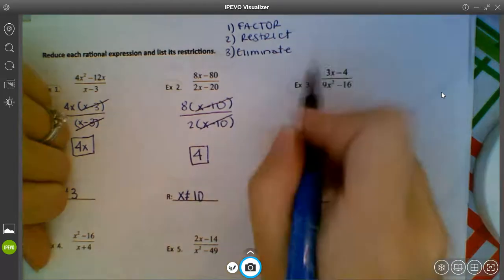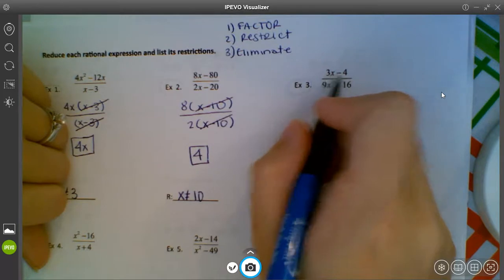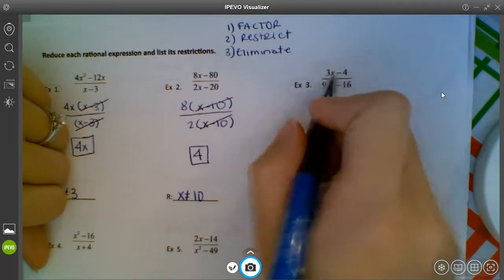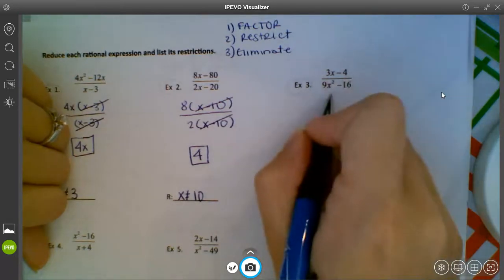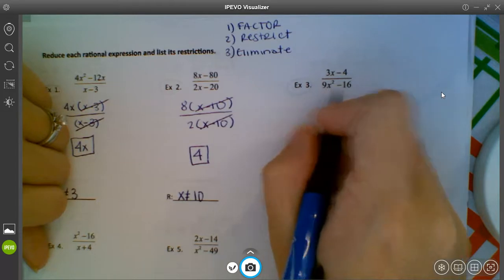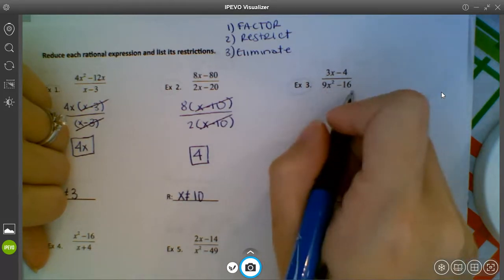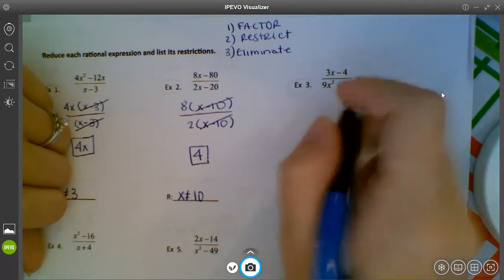Do it again. Factor. So I have 3x minus 4. Well, I can't do anything with 3x minus 4. There's no GCF. It's not a quadratic, so I'm not doing simple factoring, magic dot factoring, all of that. The bottom is 9x squared minus 16. So first I'm going to look for a GCF. Does 9 and 16 have any number that goes into both of them? No. But it should dawn on you that 9x squared minus 16 is a difference of perfect squares. We know how to factor difference of perfect squares.